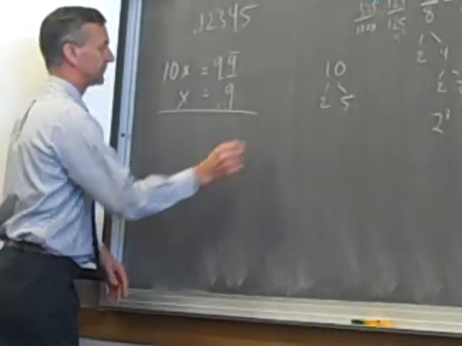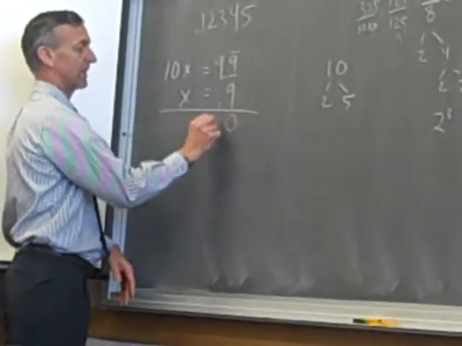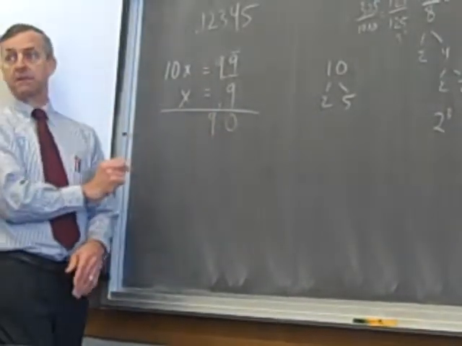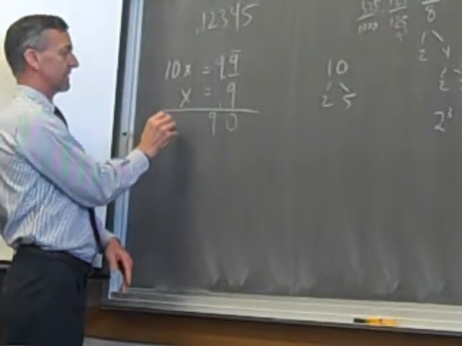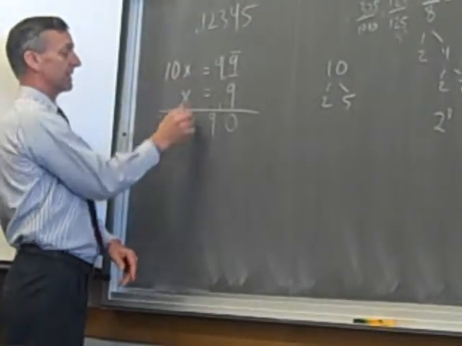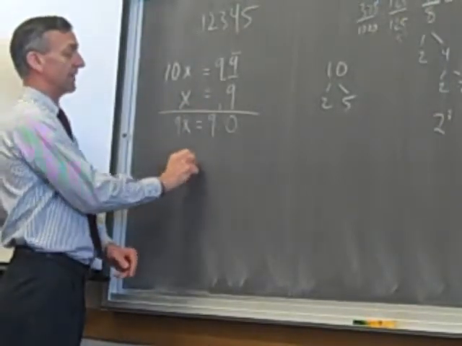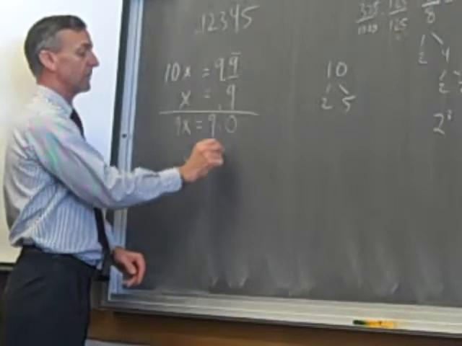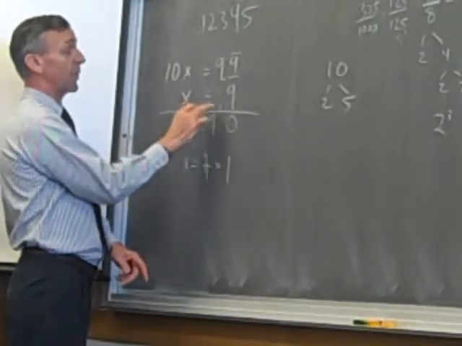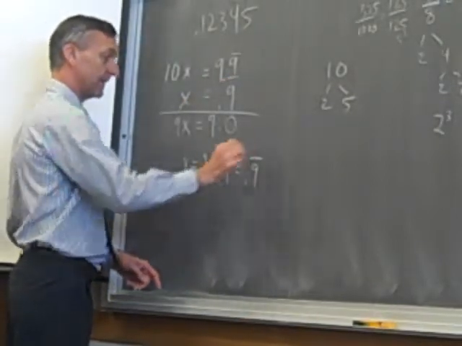You ready? This cancels all to 0. 0.9 minus 0 is 9. 10x minus x is what? 9x equals 9. We divide both sides by 9. We get x is equal to 9/9, which is equal to 1, which proves that if x was equal to 0.9 with a bar over it, that is equal to 1.